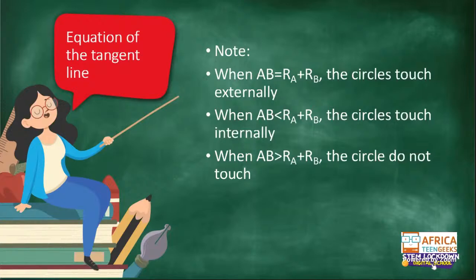So basically, it's important for you to know these three notes. AB equal to RA plus RB, the circles touch externally. When AB is less than RA plus RB, the circles touch internally. And when AB is greater than RA plus RB, the circles do not touch. All right. If there are any questions, feel free to ask your question.